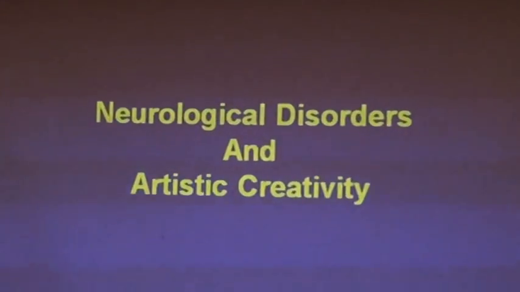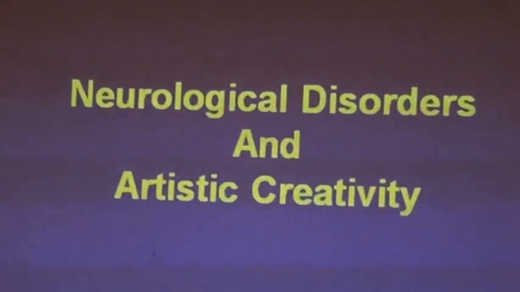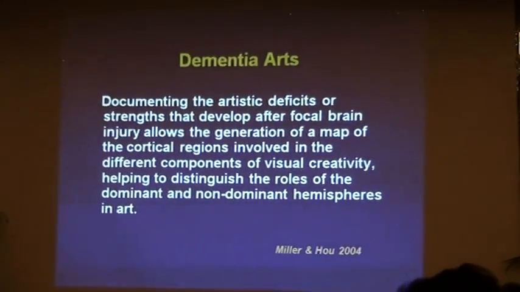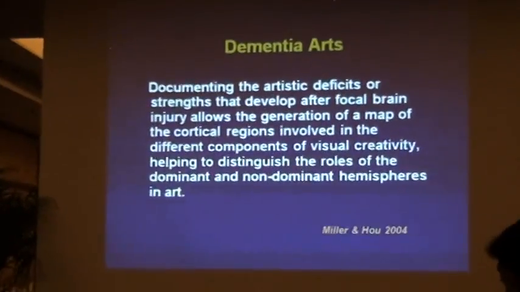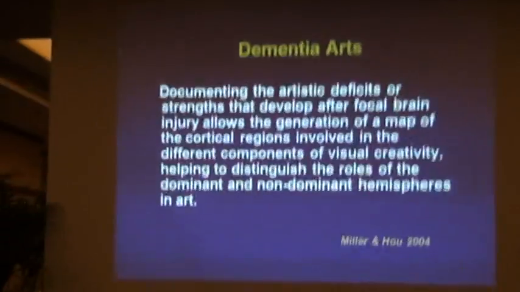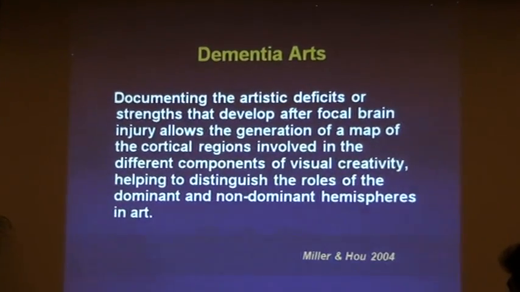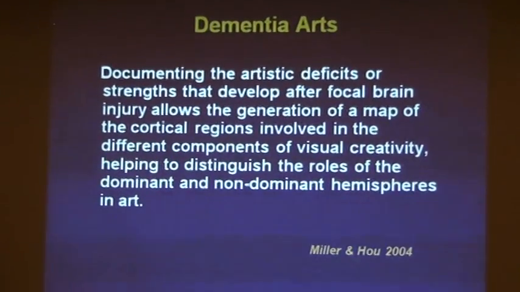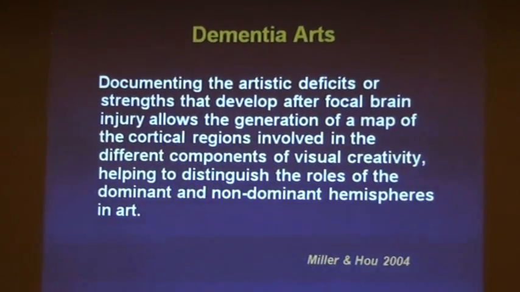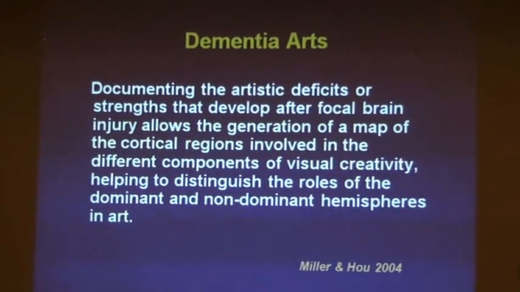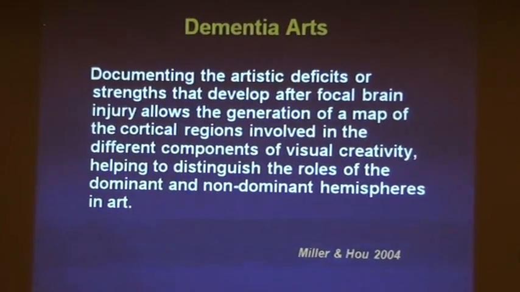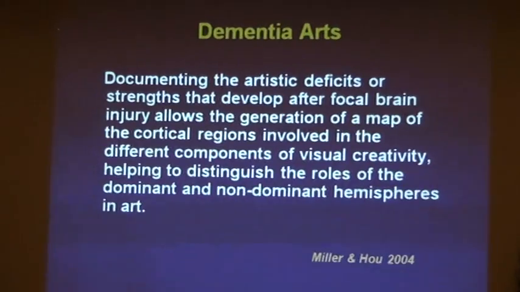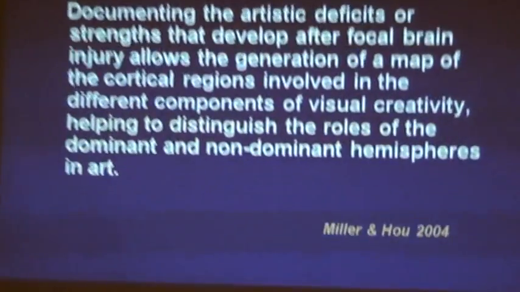Let's come to hardcore neurology and artistic creativity. And the subject which has been mostly studied is artists with dementia. Bruce Miller and Howe in 2004 wrote, documenting the artistic deficits or strengths that develop after focal brain injury allows the generation of a map of the cortical regions involved in different components of visual creativity, helping to distinguish the roles of the dominant and the non-dominant hemisphere.